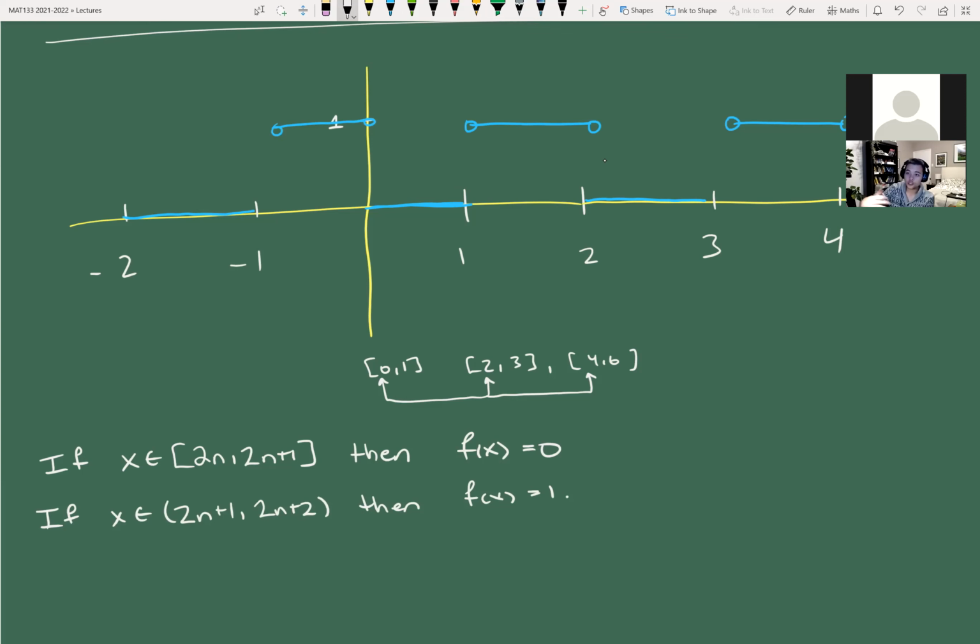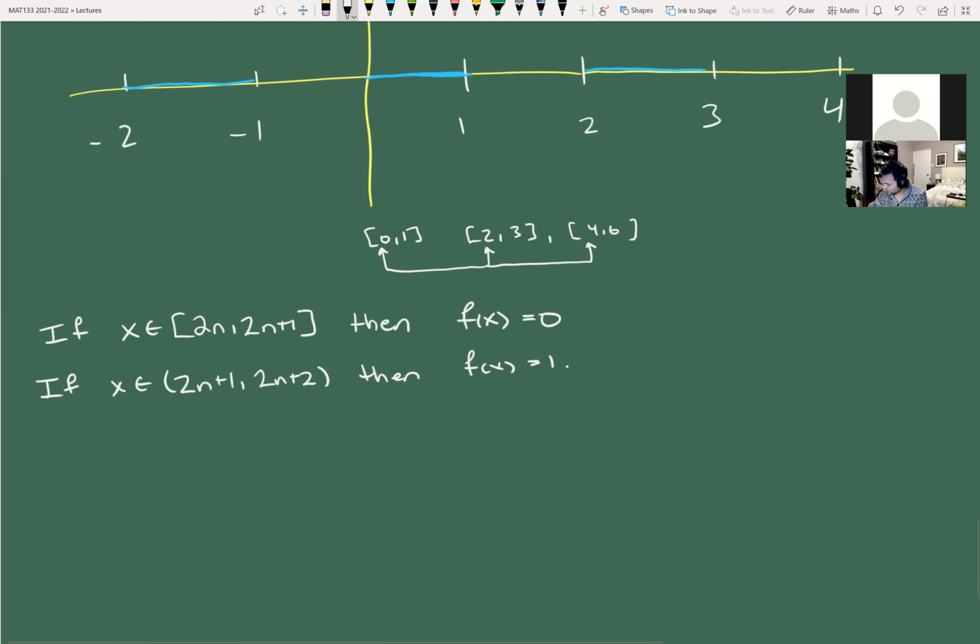So here, 2n and 2n plus 1 are playing the role of the numbers even and odd. For example, when n is equal to 0, what I'm trying to do is capture 0, 1. So when n is equal to 0, this interval becomes 0, 1. When n is equal to 1, if I plug n equals 1 into this equation, I would get 2, 3. When I plug n equals 2 into this equation, I get 4, 6, and so on.